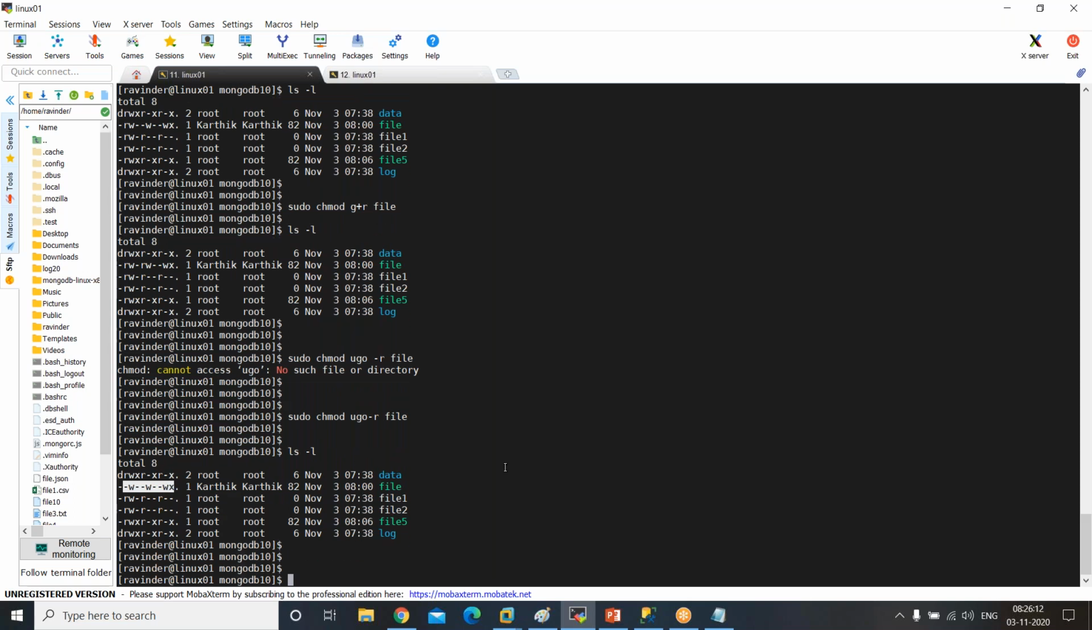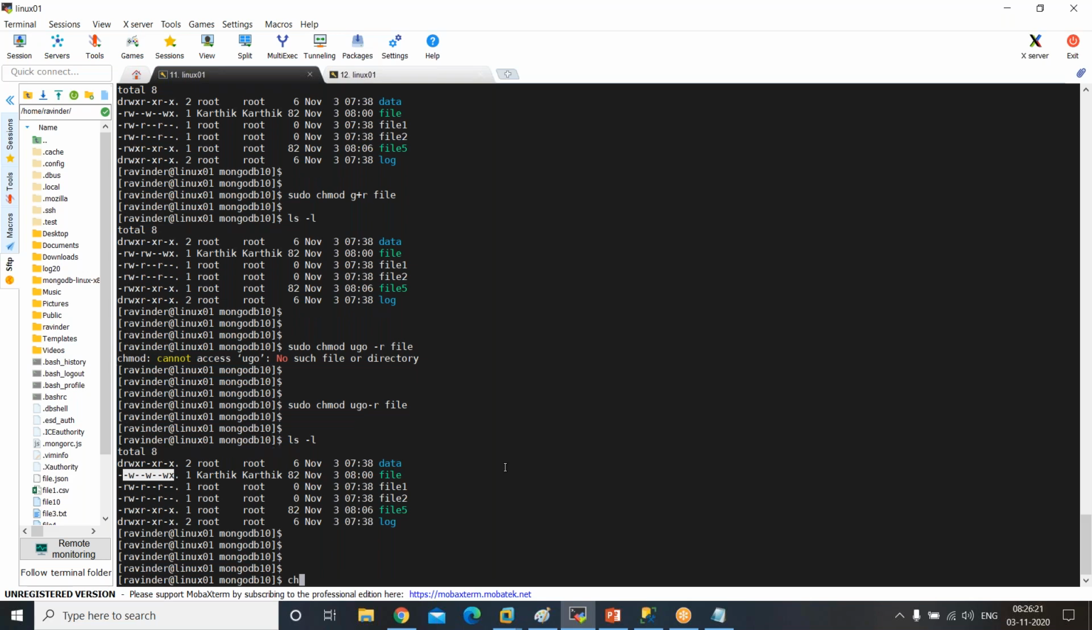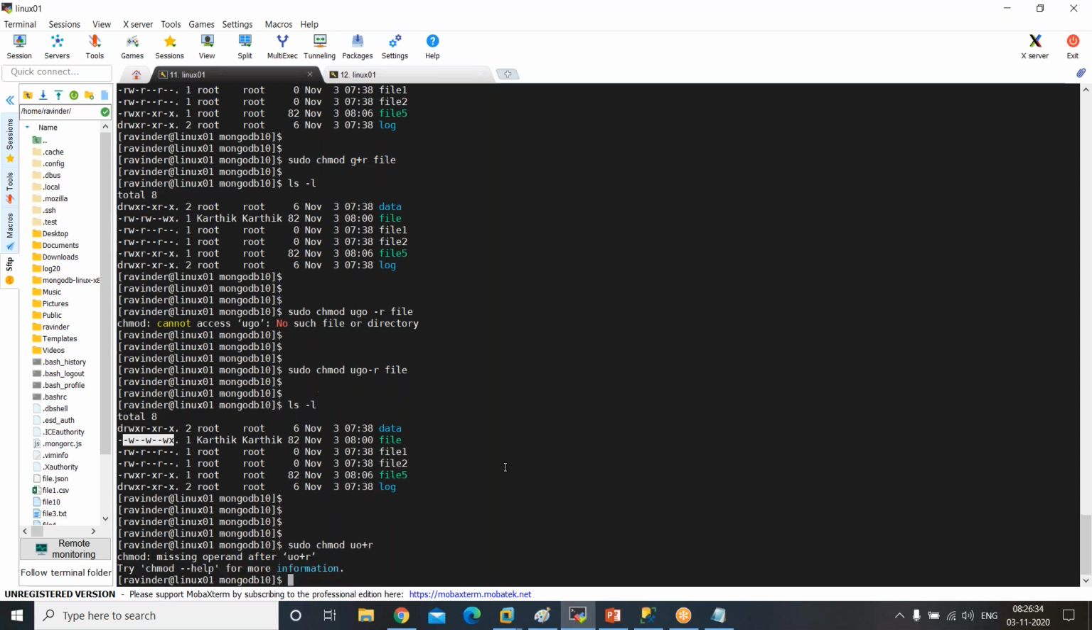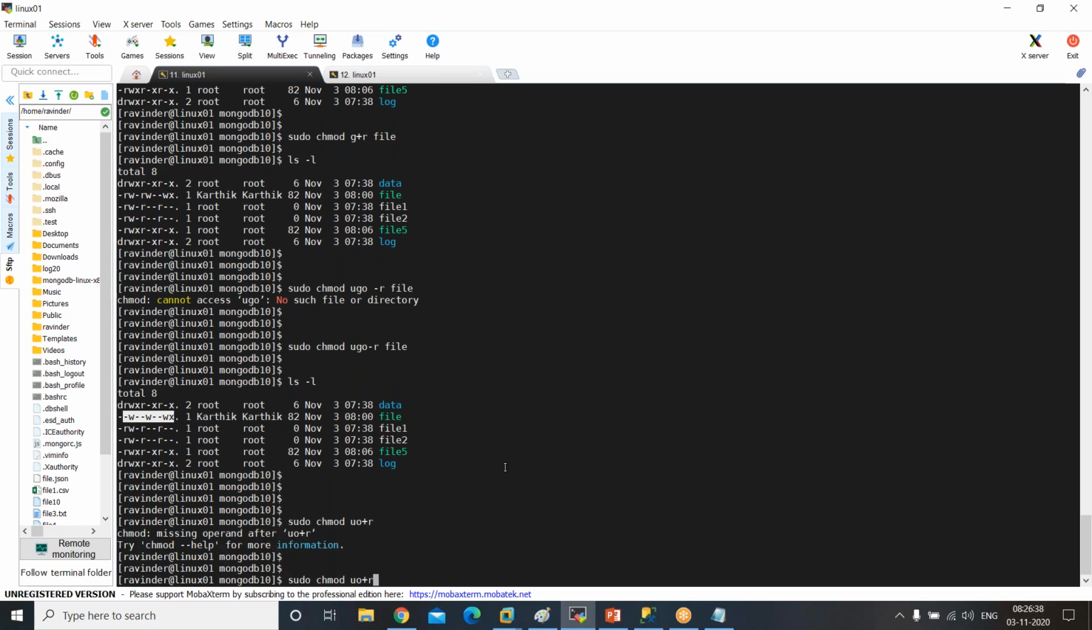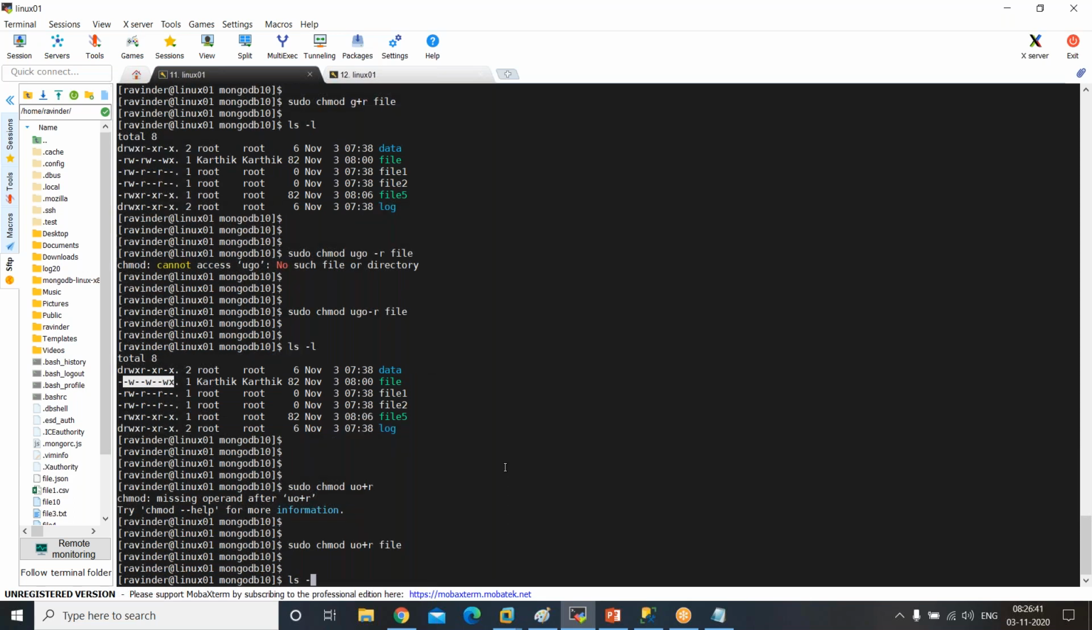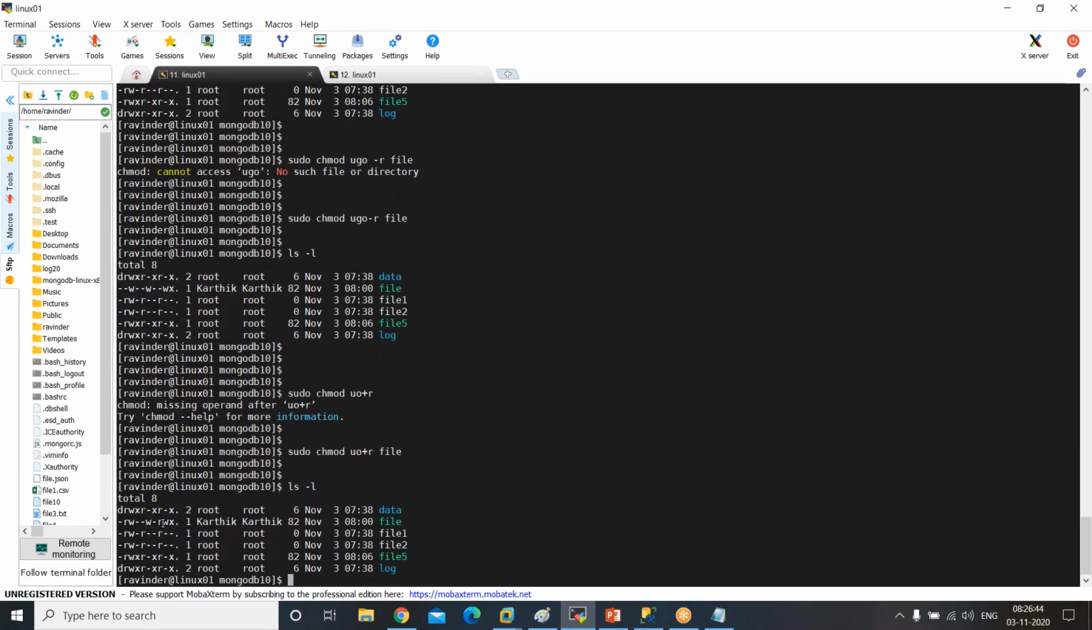I wanted to give read permission to user and others now. uo plus r. That's it. You got it. It's so simple. uo means users and others, and I wanted to add the read permission. Hit enter. So now you see this one: for owner and others, read permission is added. For group, I did not touch it. I did not include the group in this one.